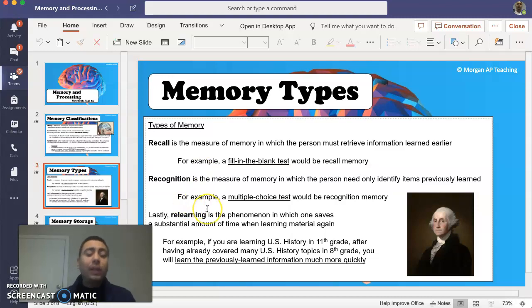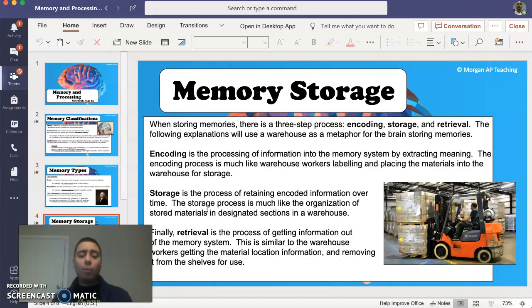So it's more like multiple choice. And lastly, relearning, right? Whenever you relearn a concept or a chapter, it happens a lot faster because you've already learned the content, you're just trying to relearn it. So essentially when we engage in reviews, it's a lot easier to take in the information because you've already seen it in the past. So moving on. Now, that was memory, right? And the kinds of memory.